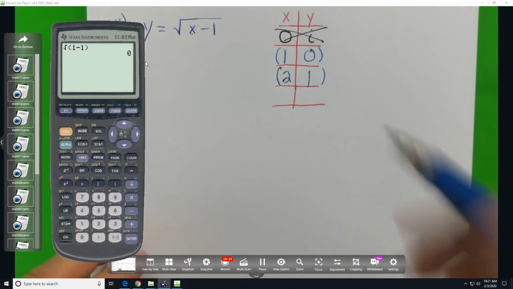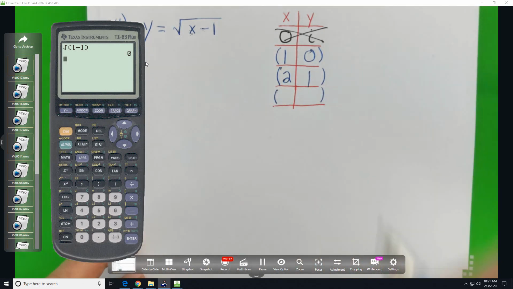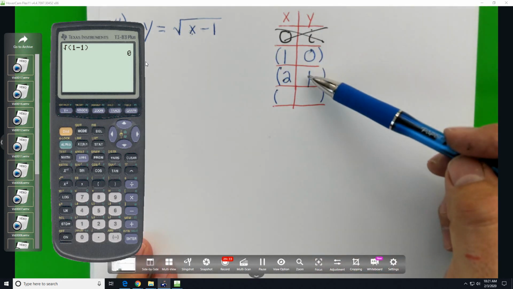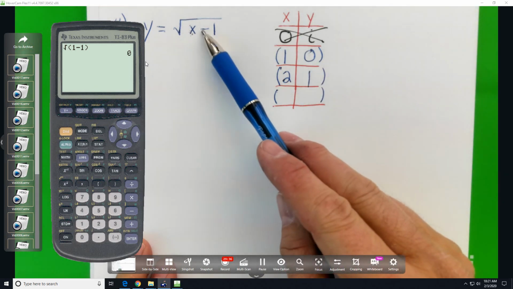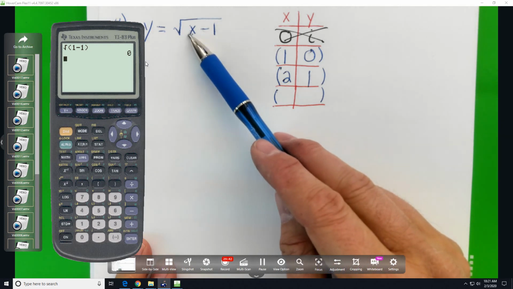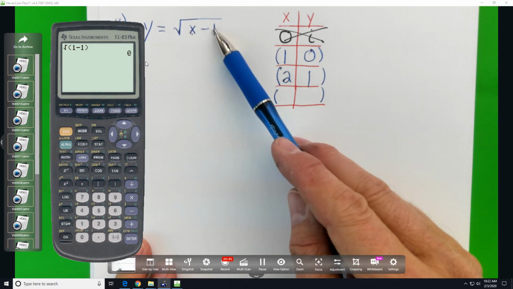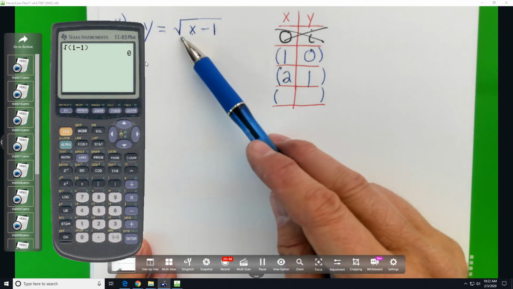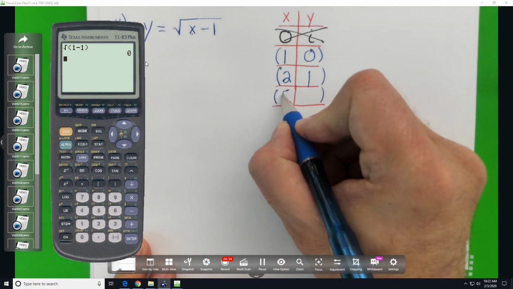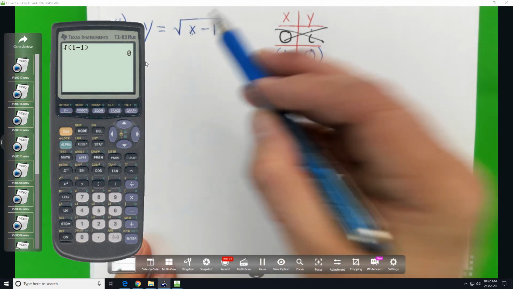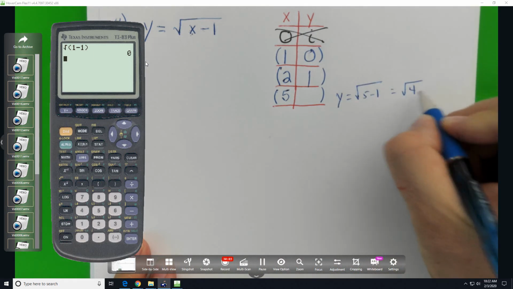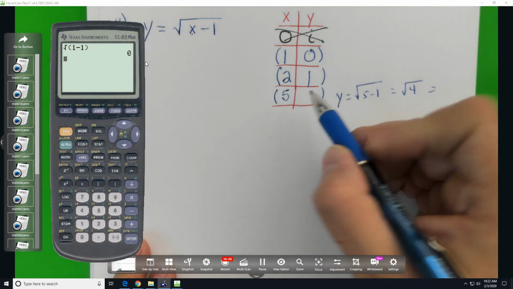And I think I'll find one more of these. If I put a 3 in for x, am I going to get a whole number or a decimal? 3 minus 1 would give me the square root of 2, a decimal number. What about 4? 4 minus 1 is 3, and the square root of 3 is a decimal number. What if I put a 5 in? 5 minus 1 would give me a perfect square under there. The square root of 4, what number am I going to write right here? 2.